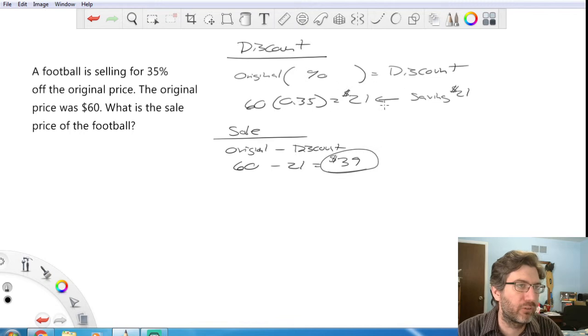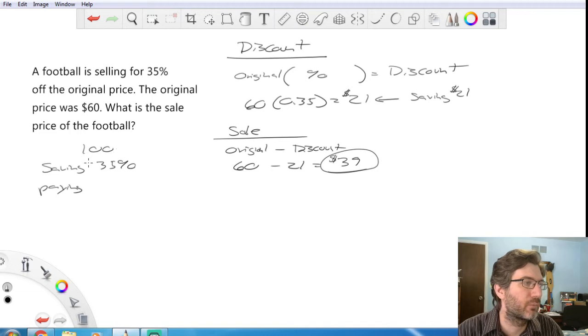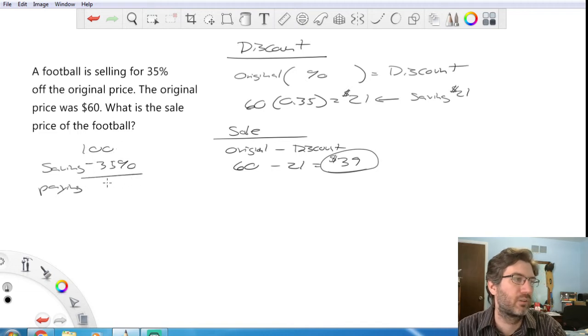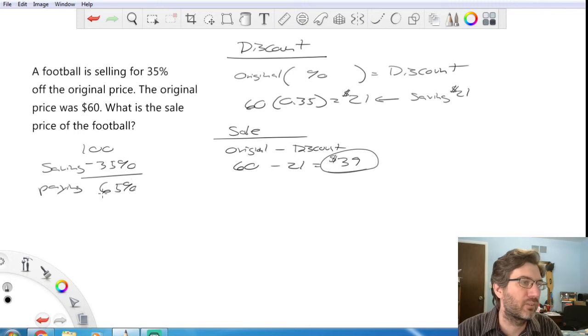Or you could honestly skip this step and just do the percentage, change the percentage in your head. Because you know if you're saving 35%, then you're paying the remainder of it. So 100% minus 35 gives you 65%. So you're paying 65%. So with that, you can switch out this with 65 and get this answer here. So you could do 60 times 0.65, which would give you your $39.